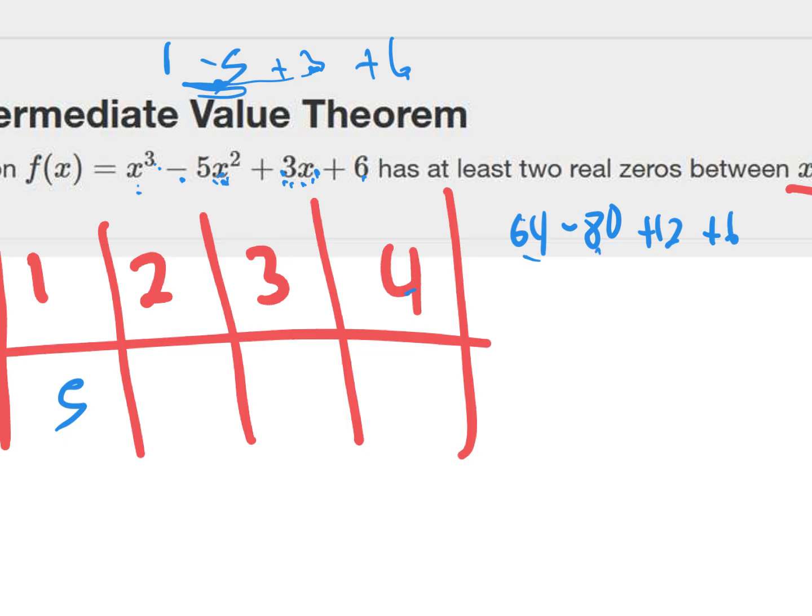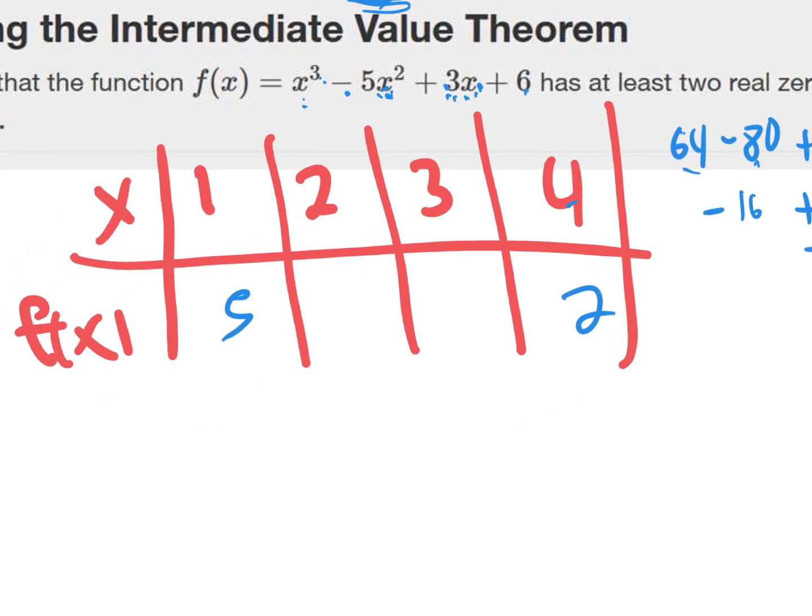So 64 minus 80 is a negative 16 plus, what was that one? 12 plus 12 plus 6. That's going to be a negative 4 plus 6, 2. If I did it right, it's a 2.